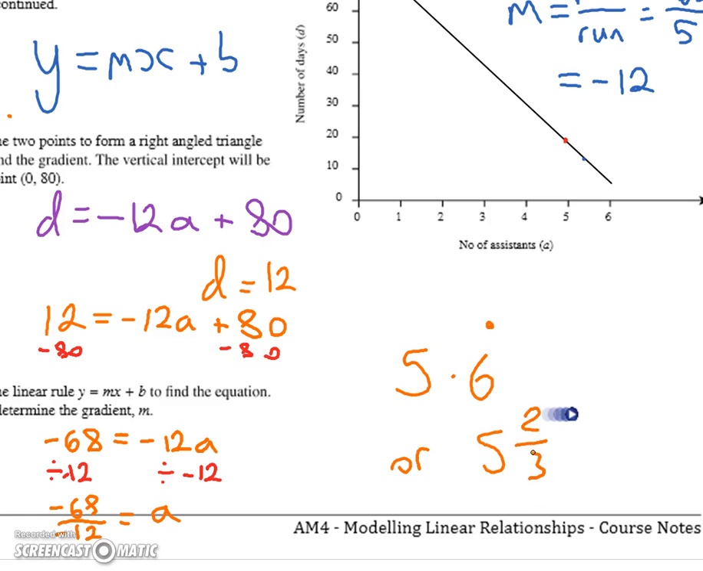So, to get it done in 12 days, you need 5 2/3 of a person. Now, this is where common sense comes in. Obviously, you can't have 2/3 of a person unless you've hired Levi. So, how many people do you need to make sure you got it done in 12 days? Okay, so your answer is 6 assistants. That makes sense? You round up.